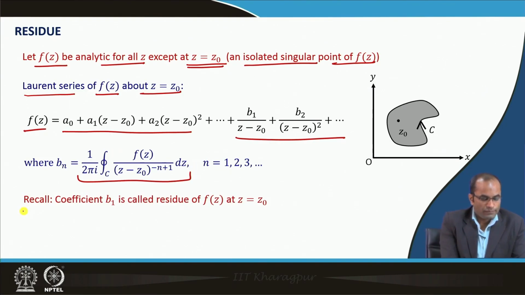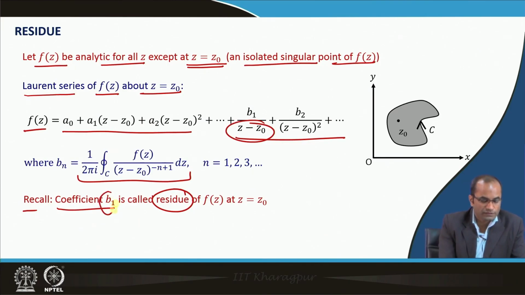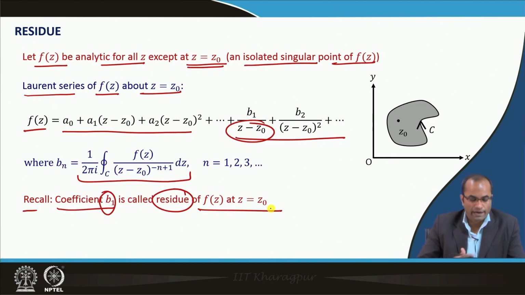Just to recall, we mentioned there that this coefficient b 1, the coefficient of 1 over z minus z naught, is called the residue, and now we will go into more detail about how to evaluate residues and what the applications of residues are. This coefficient b 1 in the Laurent series expansion, the coefficient of 1 over z minus z naught, is called the residue of f(z) at the point z equal to z naught, and remember this z naught is the isolated singular point of f(z).